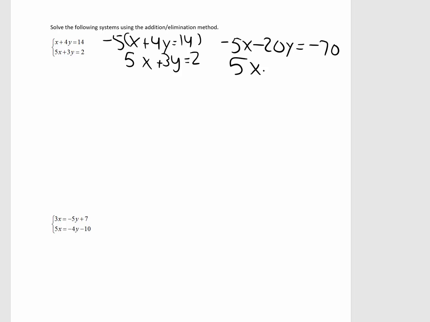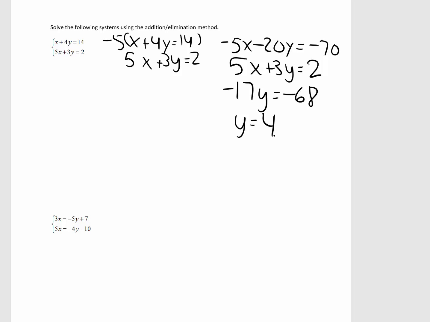Rewrite the second equation. Now, add the two equations. Negative 5x plus 5x is 0. Negative 20y plus 3y, that's negative 17y. And negative 70 plus 2 is negative 68. Divide both sides by negative 17, and y is equal to 4.